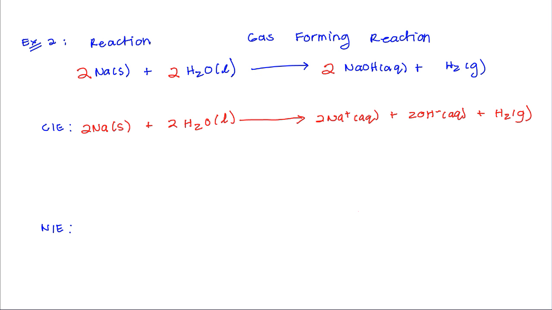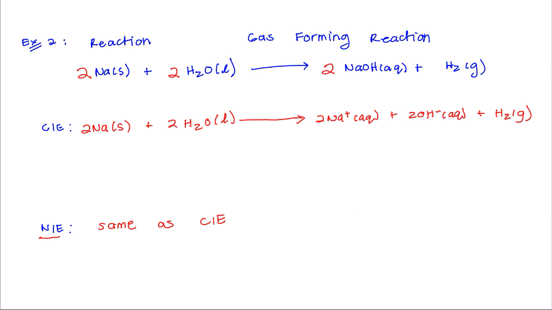Now let's look at the reactant side and the product side. Is there anything we can cross out? No, we don't have any ions even on the reactant side. So our net ionic equation is actually going to be the same as the complete ionic equation in this case. Now we need to figure out whether or not it's a redox reaction. Let's look at the oxidation states for each.